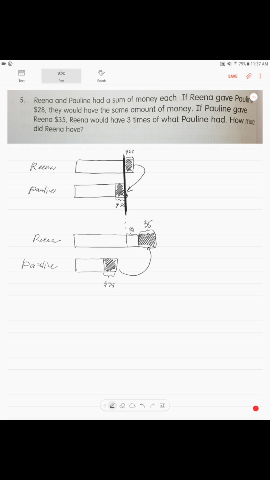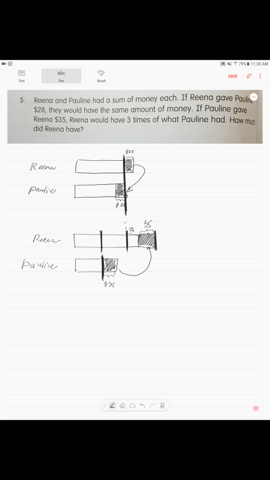And now they tell us that Irina would have 3 times of what Pauline had, right? So Pauline lost this, so she has only this. She had only this unit left. And now we will have 3 units: 1, 2, and then 3, right? 3 times more. Now, if you draw accurately, you can now understand everything.